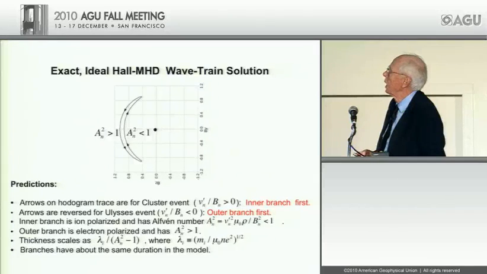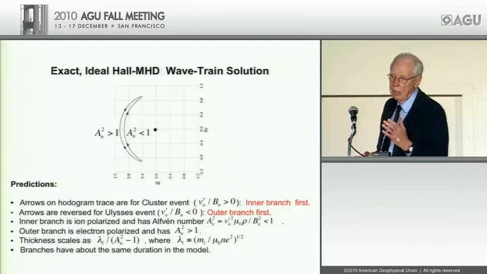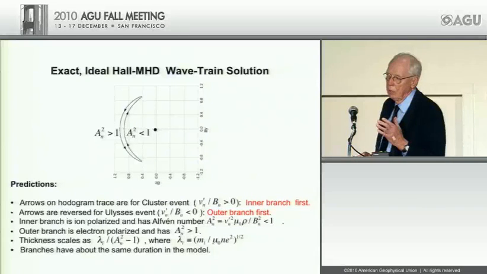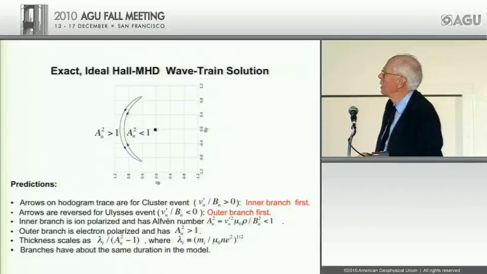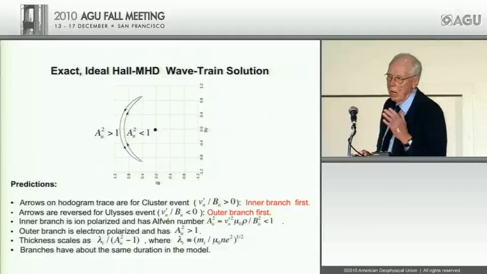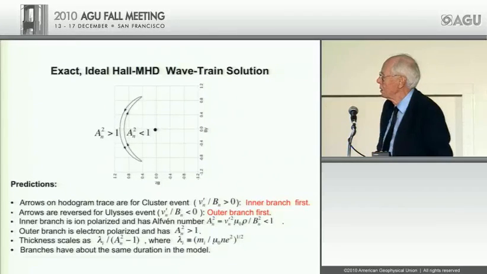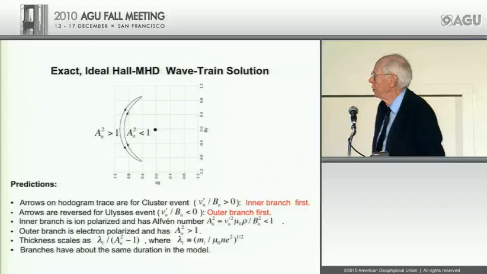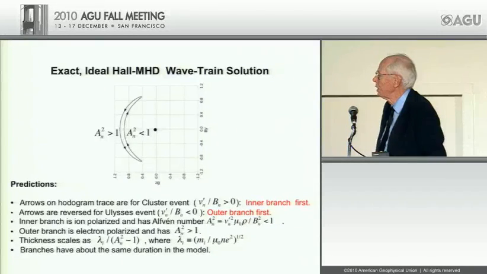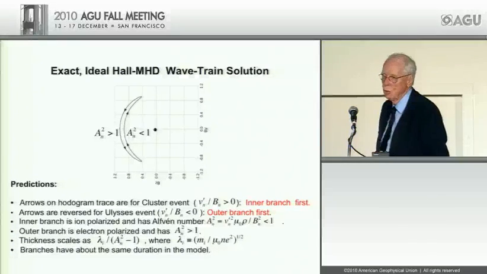The outer branch is an electron whistler, and it can stand in the flow only if the Alfvén number is slightly greater than 1, because its phase velocity is slightly greater than the Alfvén speed. And the other one is the ion branch, and it has to have Alfvén number slightly less than 1. So one understands how this behavior comes about. The thickness scales as the ion inertial length divided by the square root of A squared minus 1. So having A squared close to 1 allows you to get quite large thicknesses out of the model.